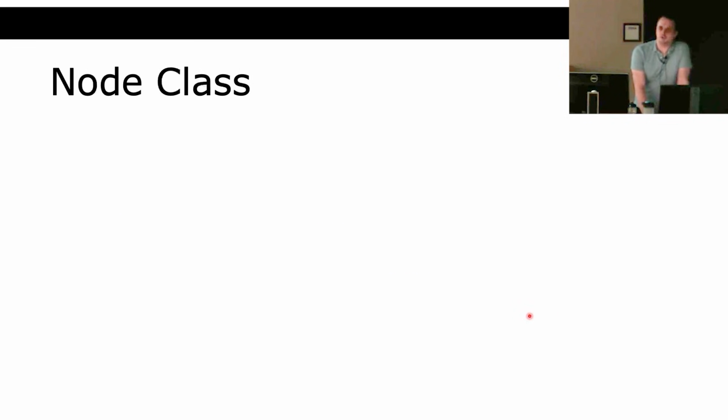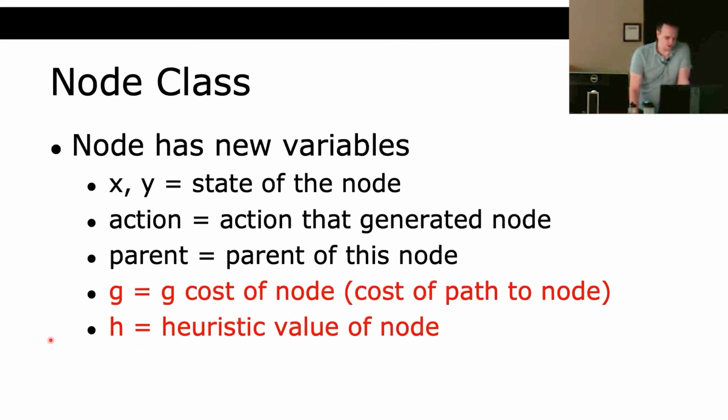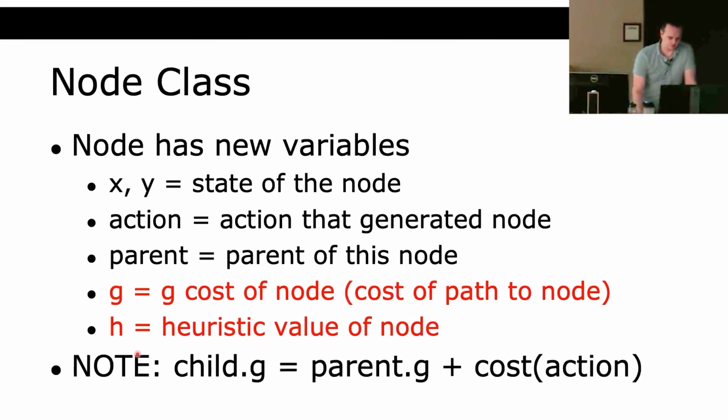The node class has also changed a little bit because instead of just having the state, the action, and the parent, now you are going to have the G cost and the H cost, and actually I forgot to write it here, but you'll also store the F cost. So F is just equal to G plus H. And so just note here that this is a new thing that you're going to be storing in the child, which is the G cost.